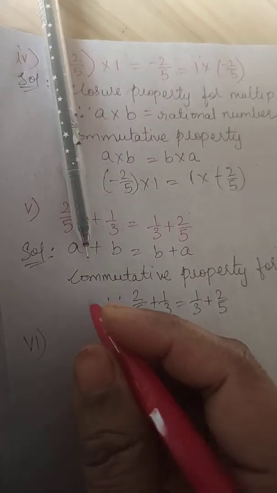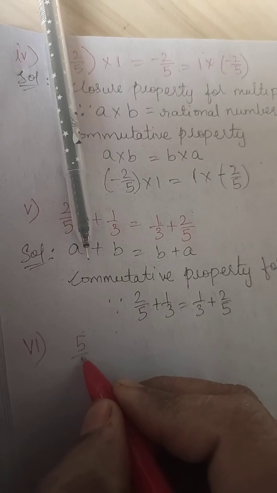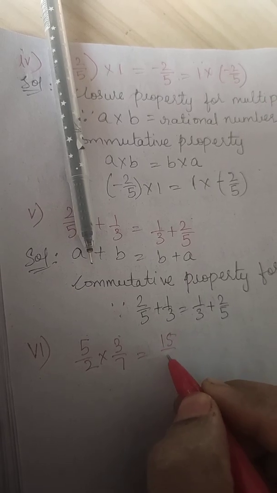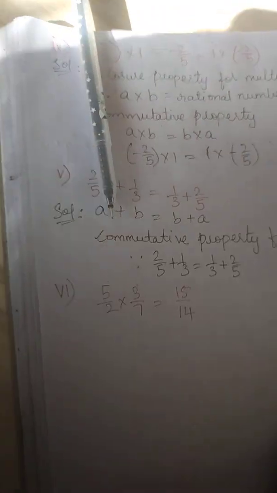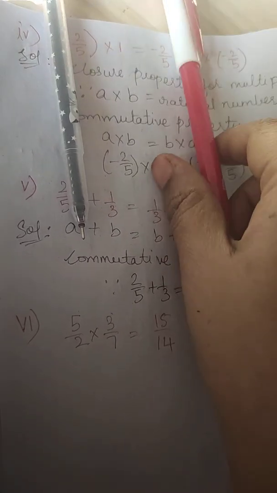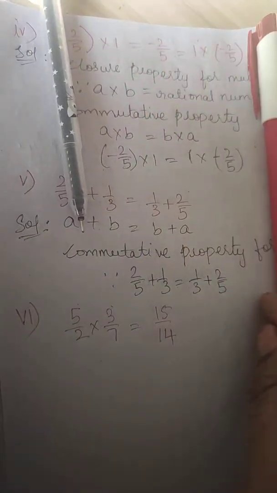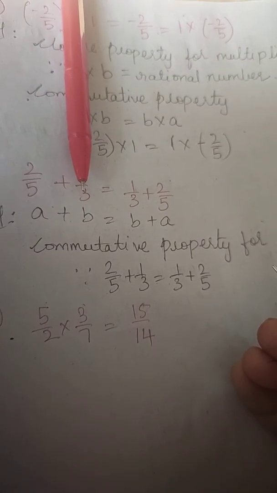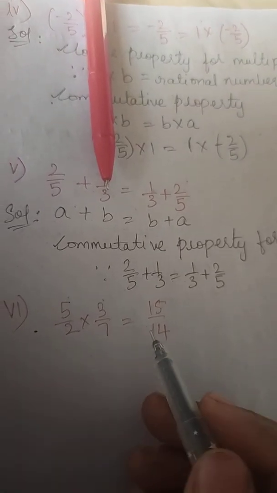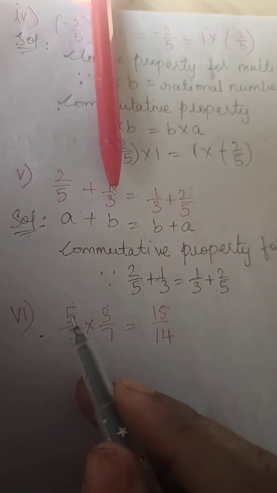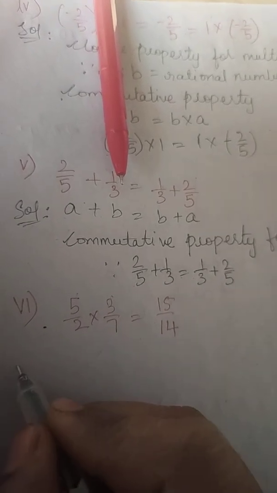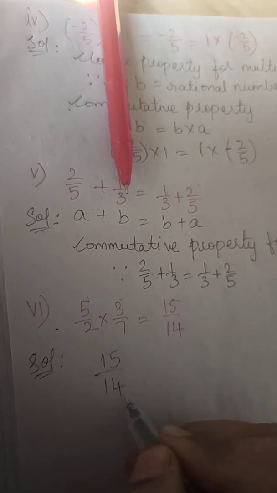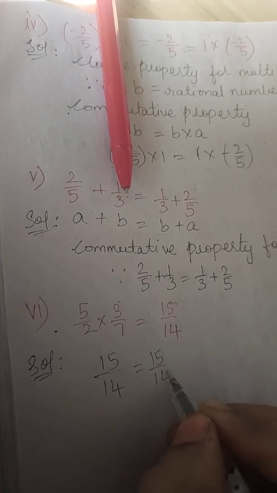(5 by 2) into 3 by 7 is equal to 15 by 14. Okay, if we do see this, it is 5 into 3. What is 5 into 3? 5 into 3 is 15. 2 into 7 is 14, which is equal to 15 by 14.